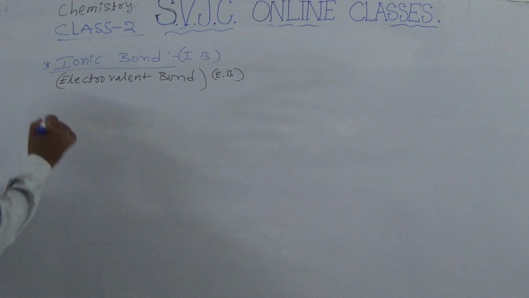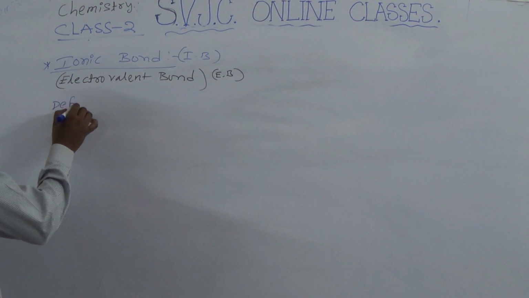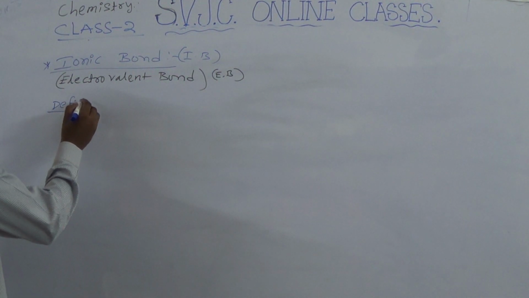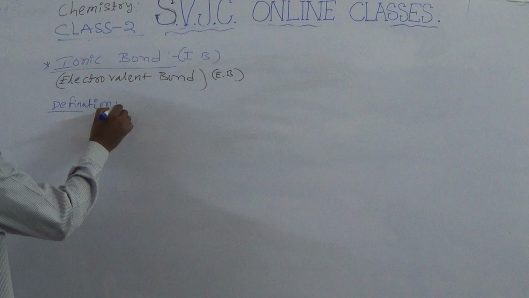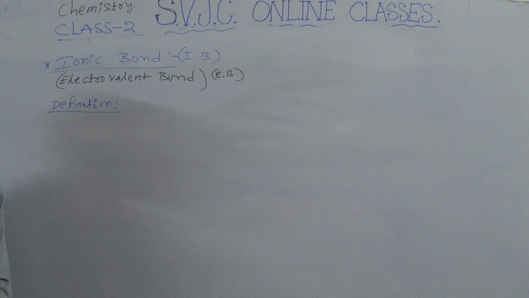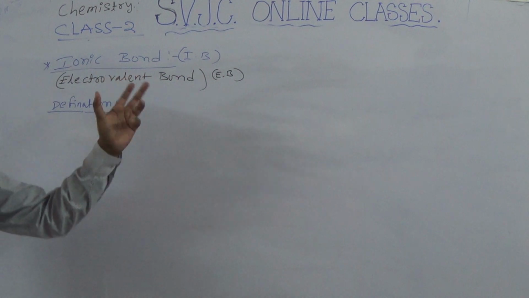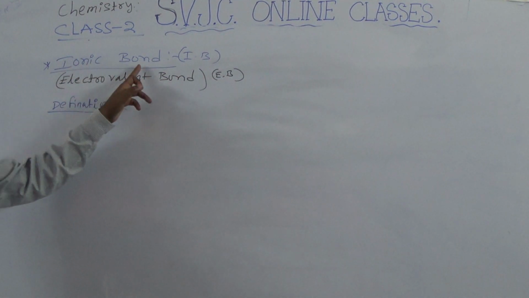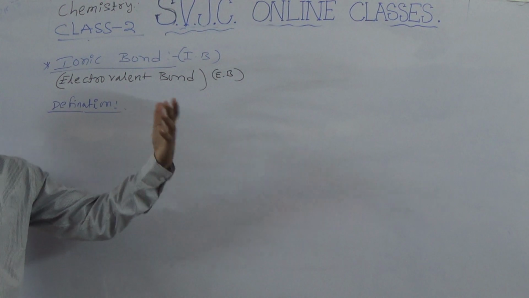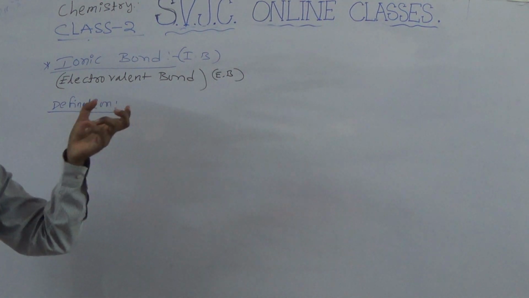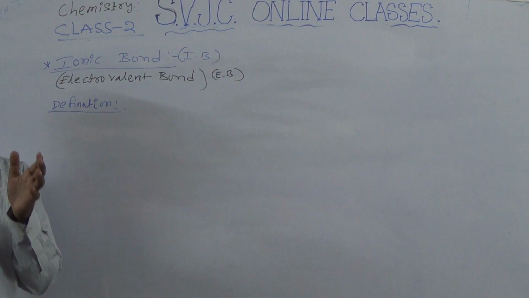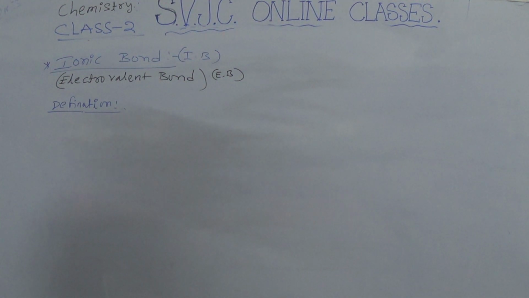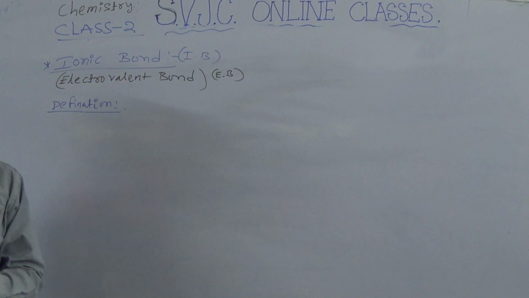So what is the actual definition? Ionic bond is generally formed between two oppositely charged ions. The two oppositely charged ions are held by a strong electrostatic force of attraction. That bond is called ionic bond.